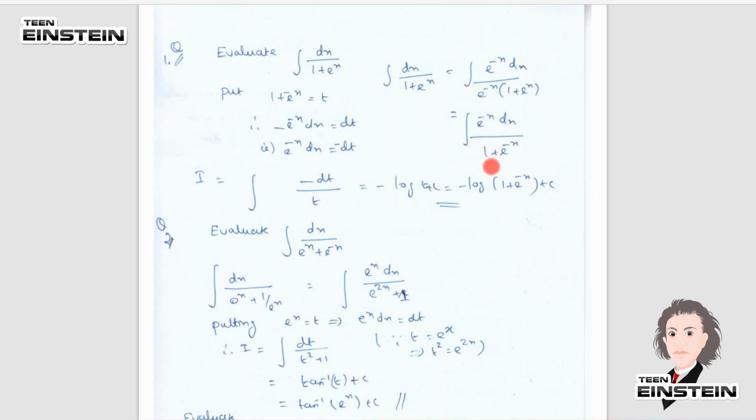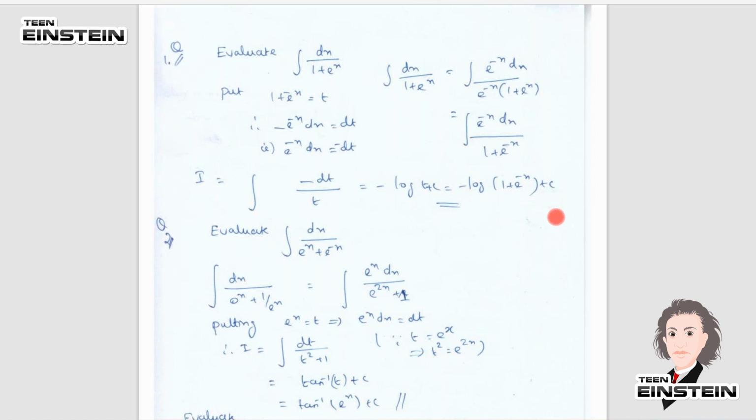So 1 plus e power minus x becomes t. So the integral is minus dt by t. I have substituted 1 plus e power minus x equal to t. So integral 1 by t dt is log t. So minus log t plus c, constant of integration. Now change the dummy variable t in terms of x. What is the substitution we have used here? 1 plus e power minus x. So minus log of 1 plus e power minus x plus constant of integration c.